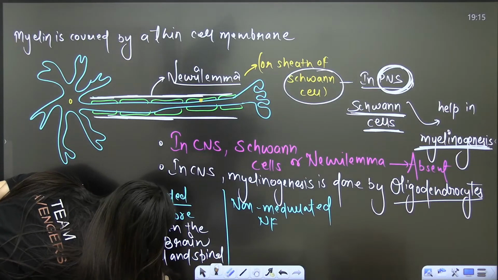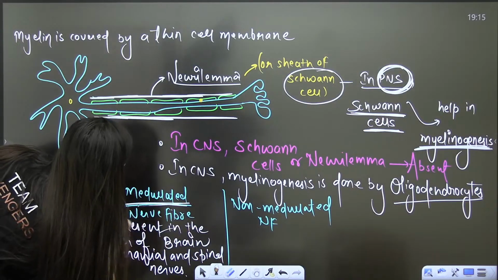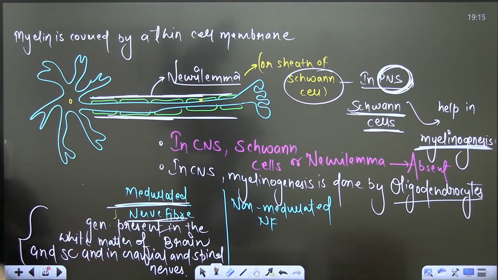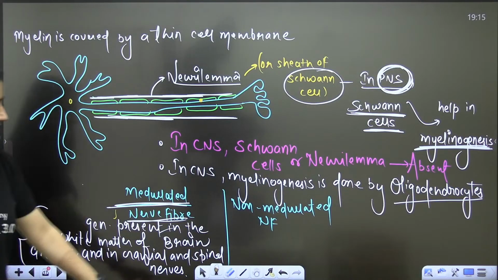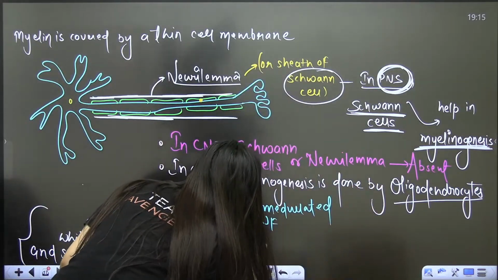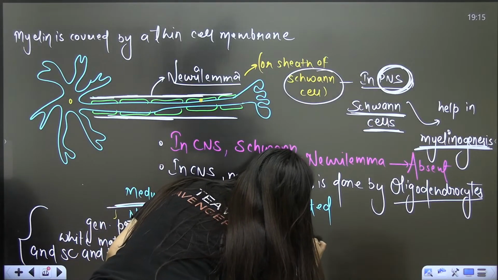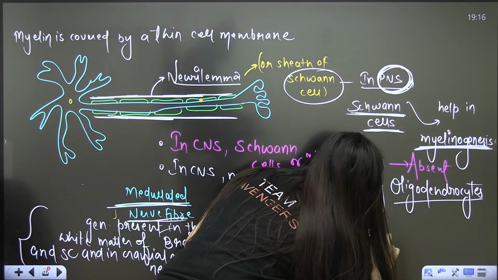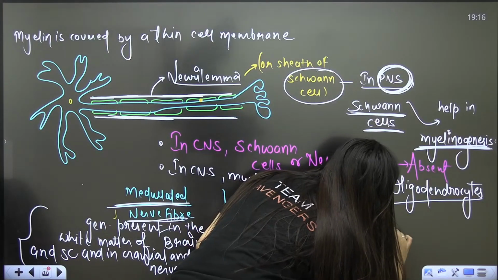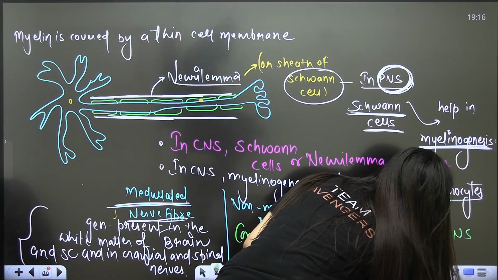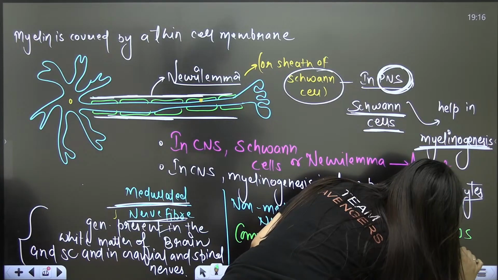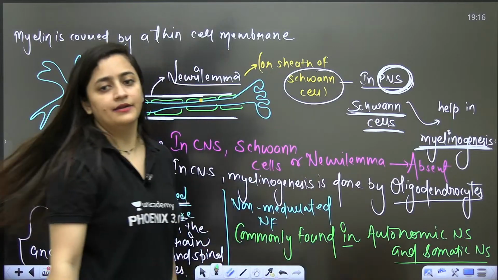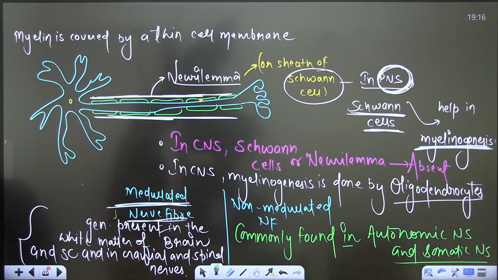Right, so where are you going to see these myelinated nerve fibers? You'll see them in the central nervous system, in the brain and spinal cord, and in the cranial and spinal nerves. And this is the non-myelinated one. They are commonly found in your PNS. You can say in your autonomic nervous system and somatic nervous system. Is that clear?